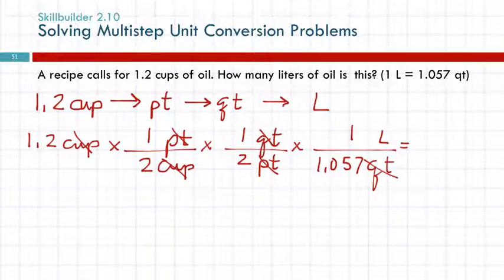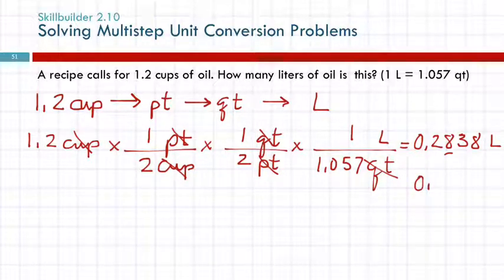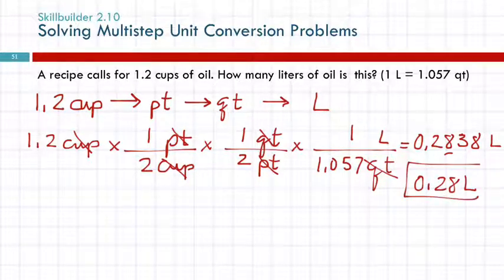So all the units are there, all the numbers are there, now we just do the math. 1.2 divided by 2, divided by 2, divided by 1.057 equals, how many sig figs should this answer have? 2. Our starting number has 2. This is exact, that's exact. This isn't exact, but this one has 4 sig figs. So I should have 2, so I'm going to write down 0.28. That's my 2 sig figs. 0.28 liters. The unit is liters, and I'm going to round that to 0.28 liters.